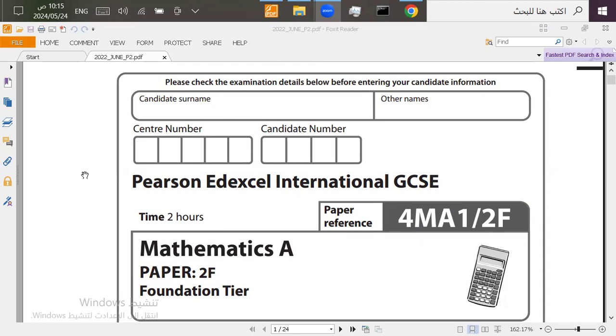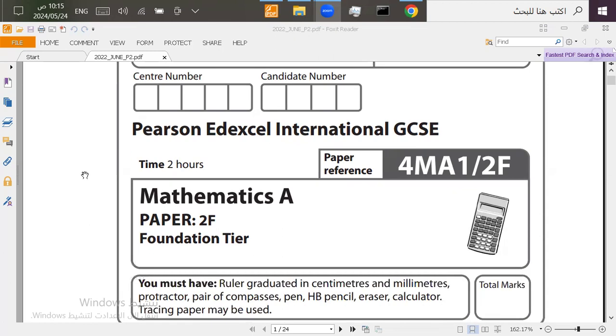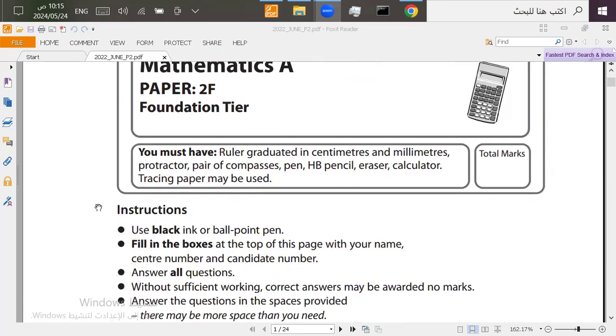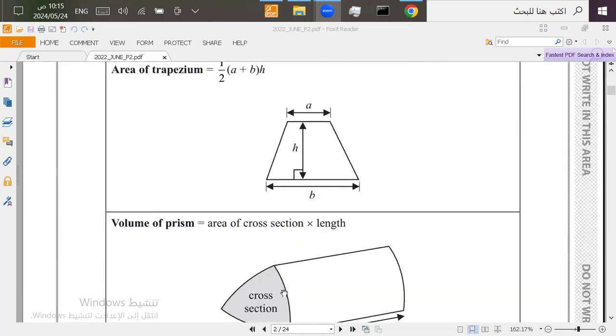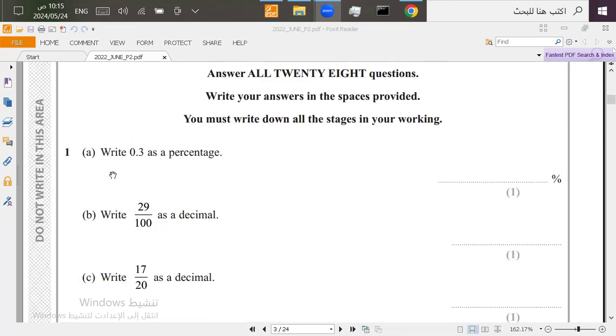In this video, we're going to talk about Foundation 2021, Foundation Tier Paper 2. As usual, they're going to give you some rules you might use in the questions. Question 1, write 0.3 as a percentage. To write anything as a percentage, we just multiply it by 100. So 0.3 times 100 will equal 30%.